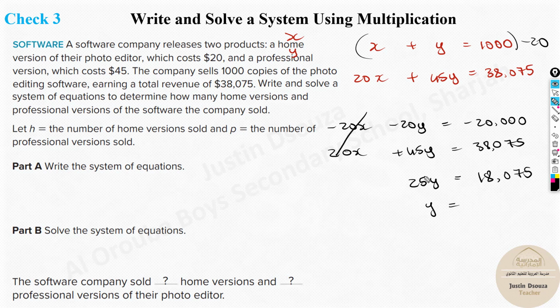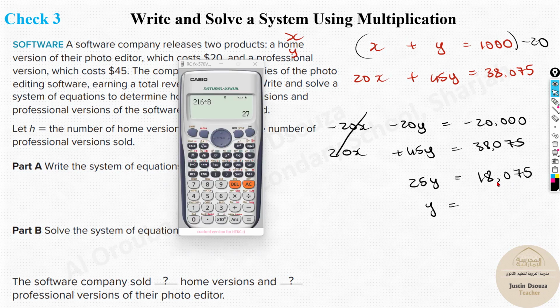And y, now we can use our calculators easily. We can see this 18,000 and this 25. It's more than 500 for sure. Let's solve it. 18,075 divided by 25 will be 723. The only guess I made was more than 500, because for 18,000, 12,500 would be 500. It's 18,000, so it is 723.